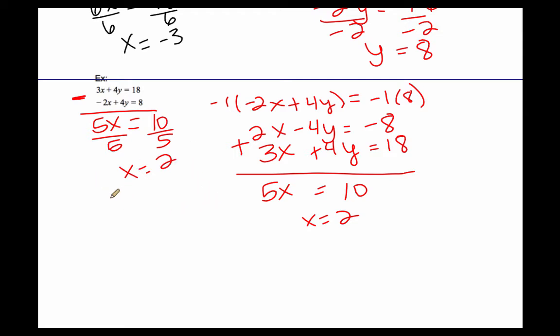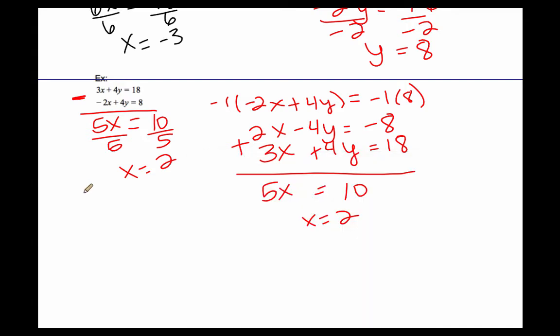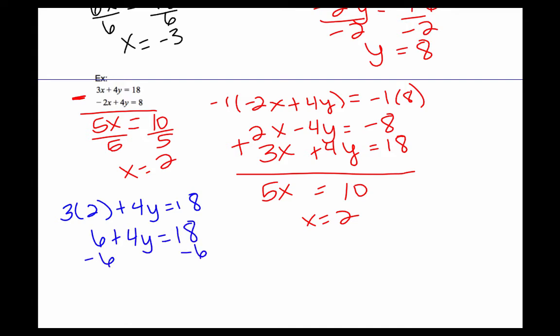So now we have part of our answer, so I'm going to plug it back into the first equation. All right, so I'm going to plug in a 2 for x, so 3 times 2 plus 4y equals 18. So 6 plus 4y equals 18, minus 6, so 4y equals 12, divide by 4, y equals 3. So my solution is 2, 3.